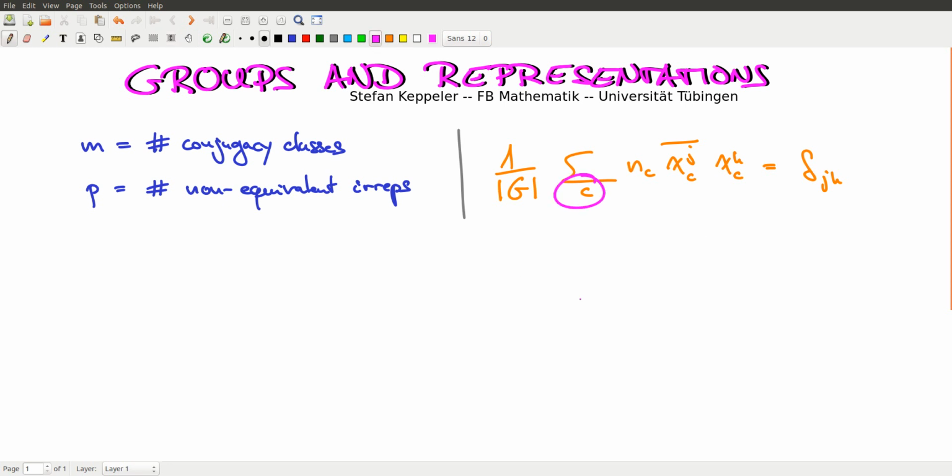There's a sum over the conjugacy classes, so the C here runs from 1 to M, and then we have the characters here in representation J and an irrep K, and we have orthogonality. Now let's rewrite and reinterpret this. So fix for a moment the J and then collect these characters, the numbers chi cj, in a vector.